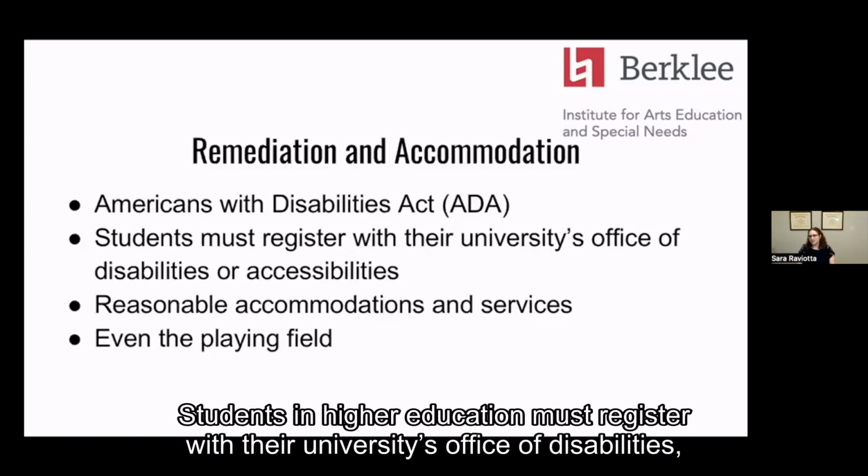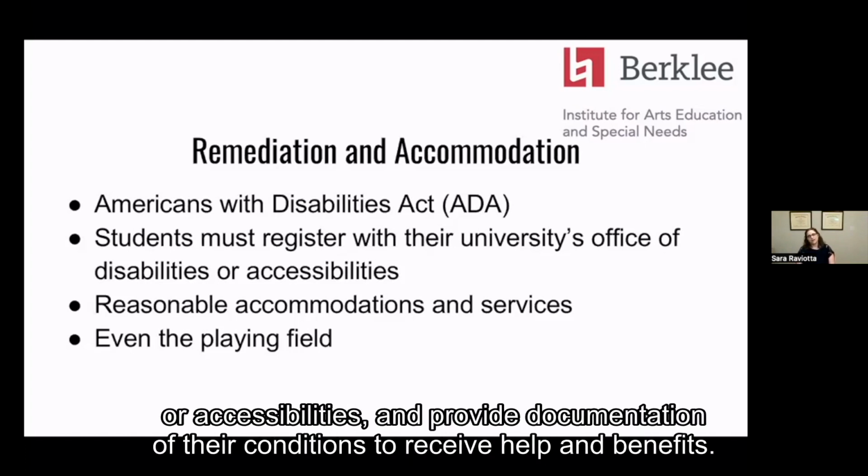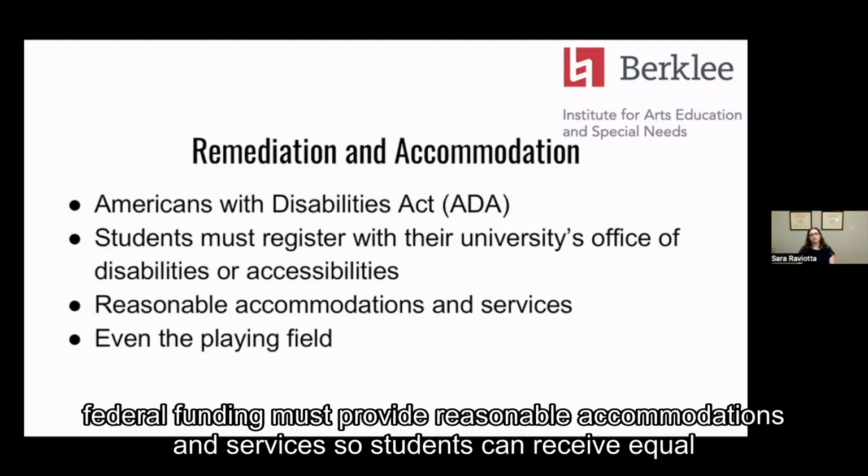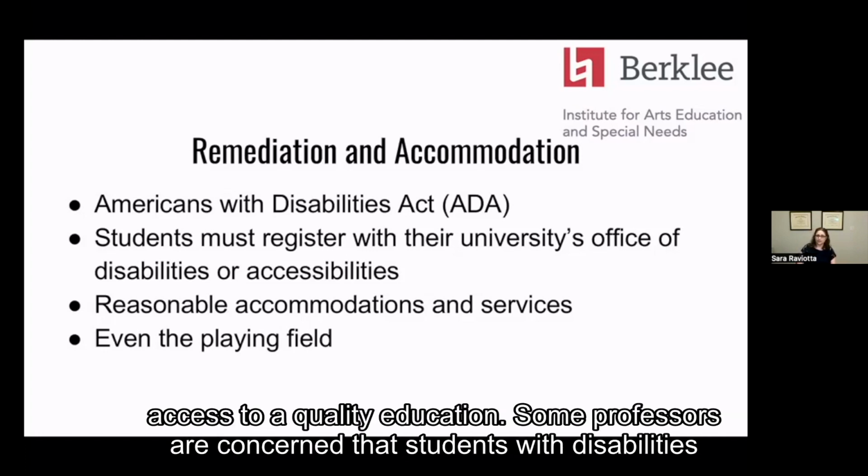Students in higher education must register with their university's Office of Disabilities or Accessibilities and provide documentation of their conditions to receive help and benefits. According to the Americans with Disability Act of 1990, or ADA, universities that receive federal funding must provide reasonable accommodations and services so students can receive equal access to a quality education.